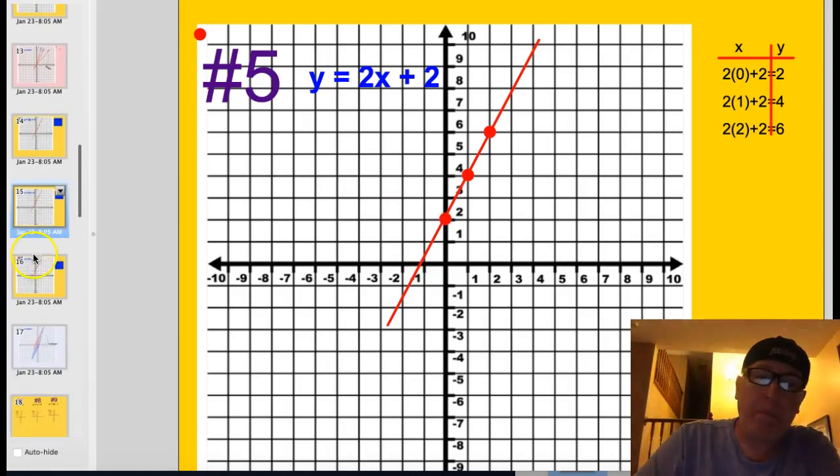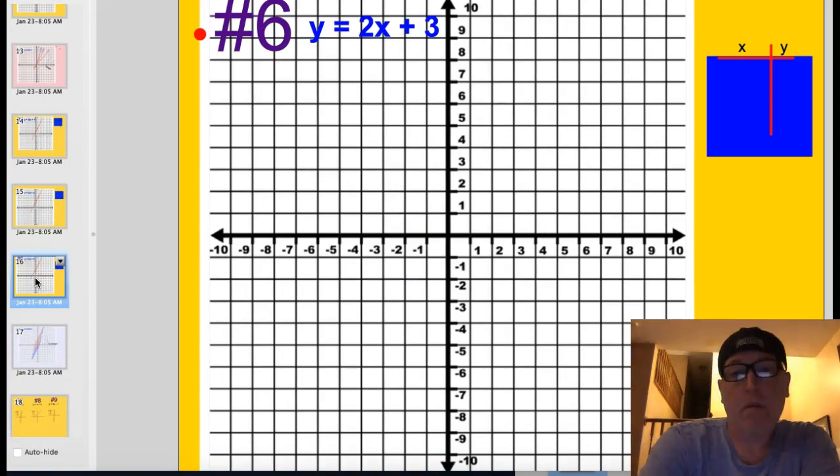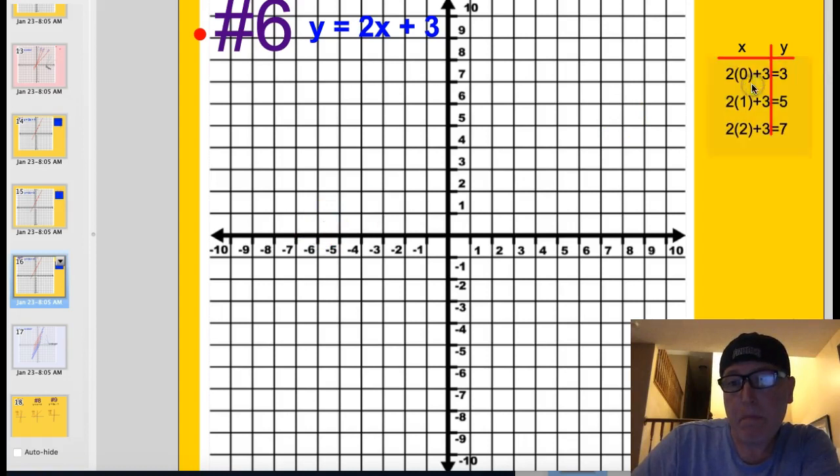All right, well, one more. y equals 2x plus 3. Yeah, I know they're all 2x's. I've noticed that too. Okay. 0, 3; 1, 5; 2, 7. Go ahead and graph that.